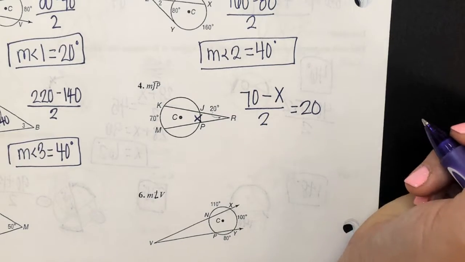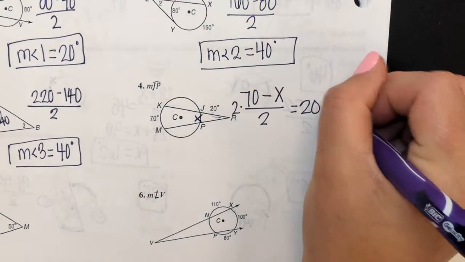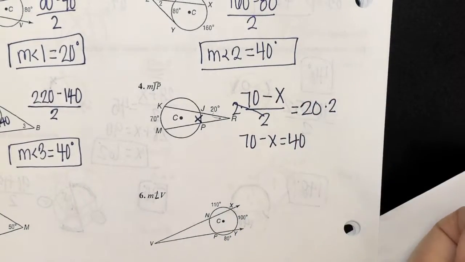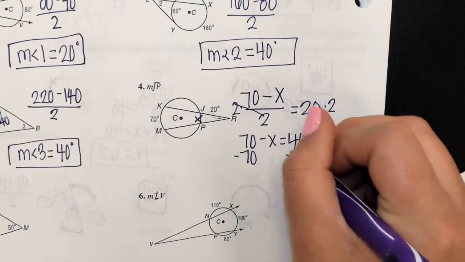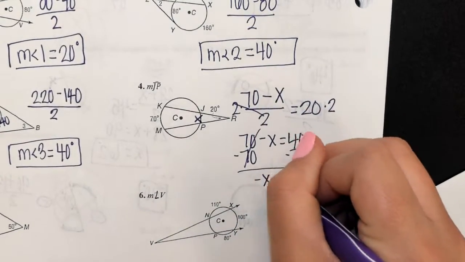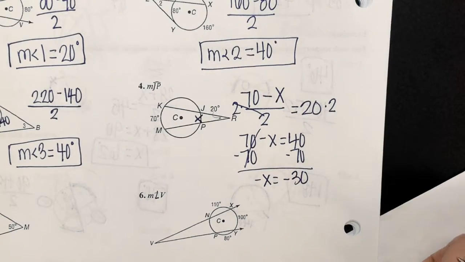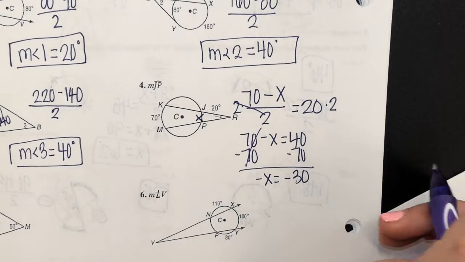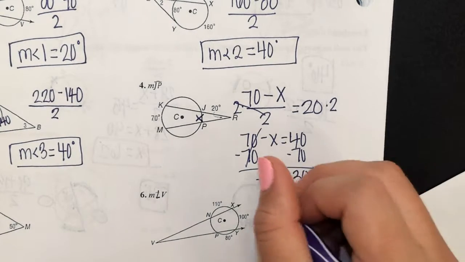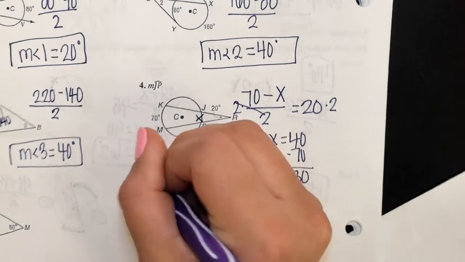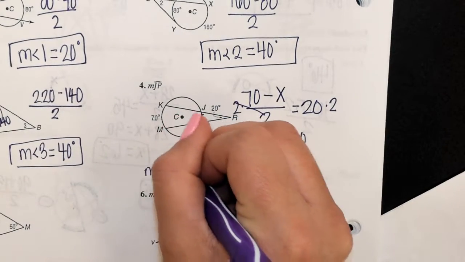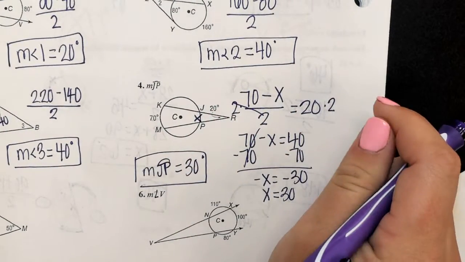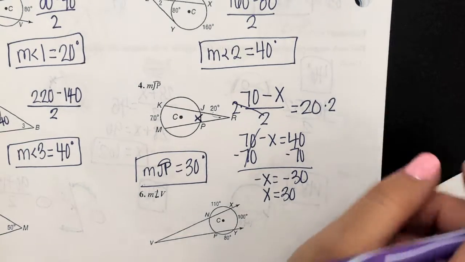How do I get rid of the 2? So this becomes 70 minus X equals 40. What do I do now? Subtract 70. But we're not finished. It's not negative. You're not going to have a negative angle until you get to algebra 2 or pre-cal. So X is equal to 30. So that's the measure of arc JP.